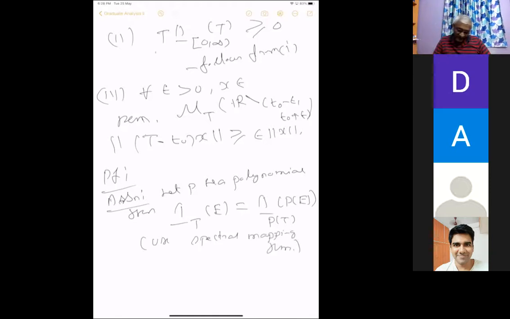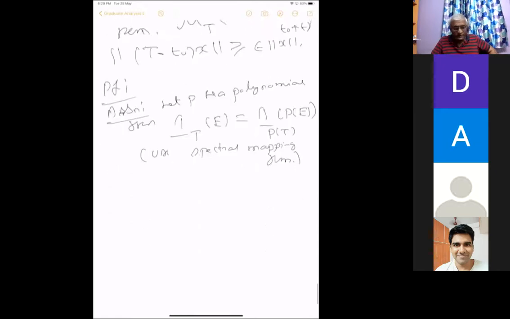Okay, so this is an assignment. You just write down all those things, it will follow. You are only using the spectral mapping theorem for polynomials. Actually, the spectral mapping theorem is true for continuous functions and measurable functions also. But we'll see that later. That is, if you have a continuous function f on sigma of T, then sigma of f of T is the same as f of sigma of T. This is true. We will come to this later, but you don't have to use that.